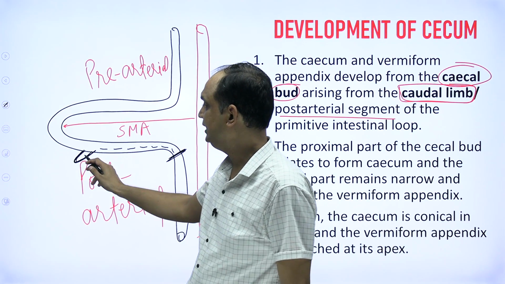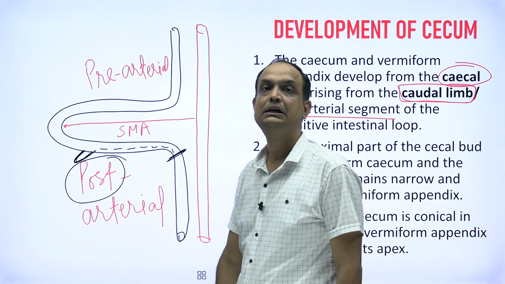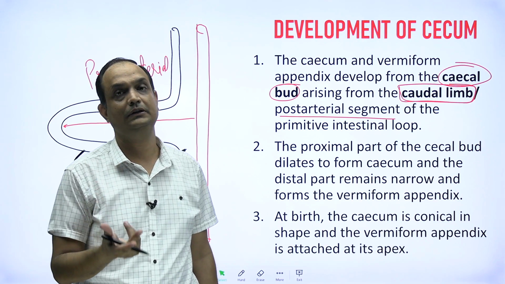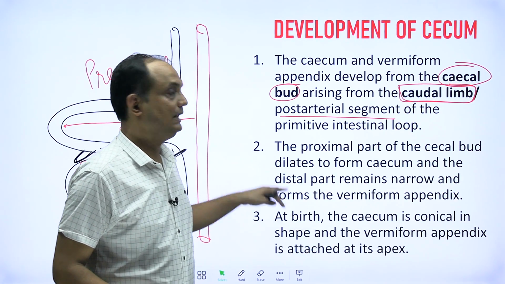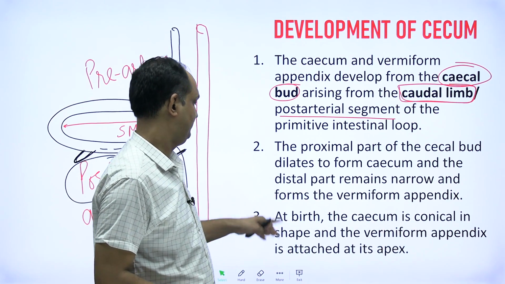Now this cecal bud, which always develops from the post arterial segment of this loop, develops in two parts. The proximal part of the cecal bud dilates to form the cecum, and the distal part is going to form the vermiform appendix.